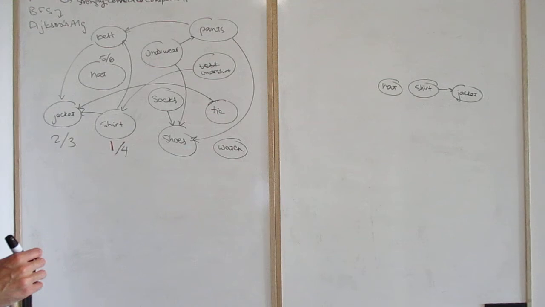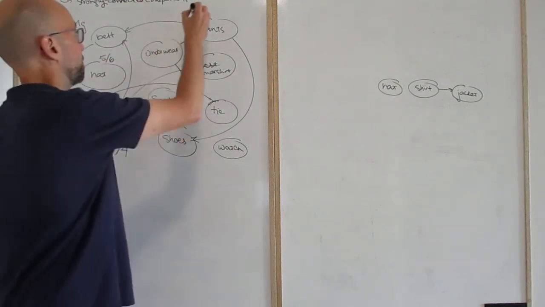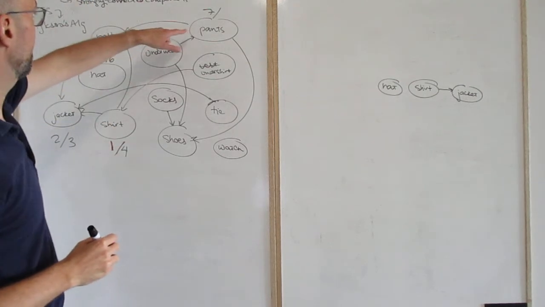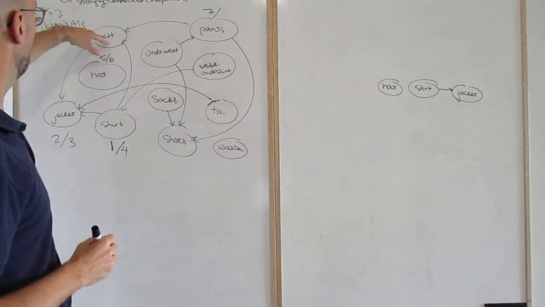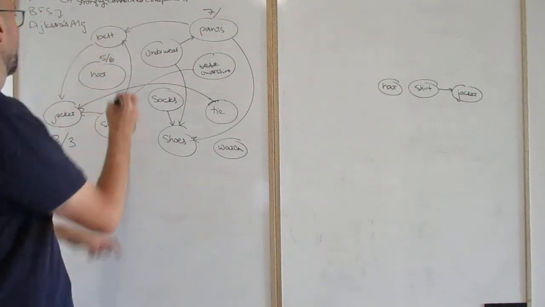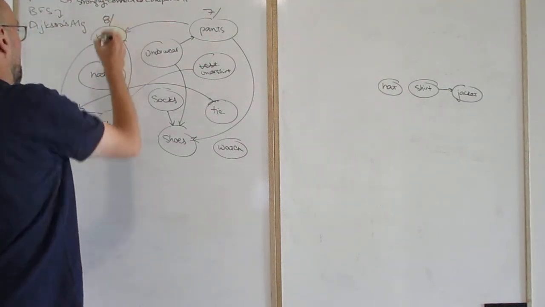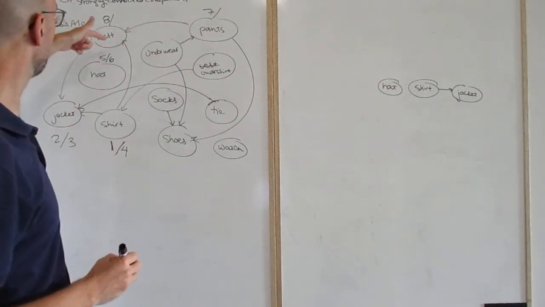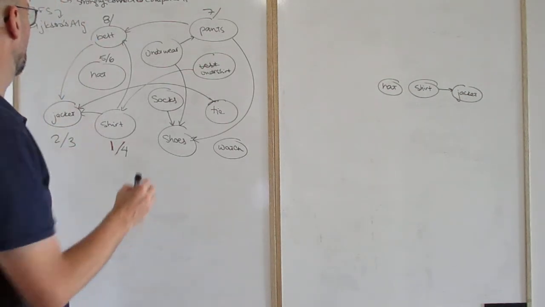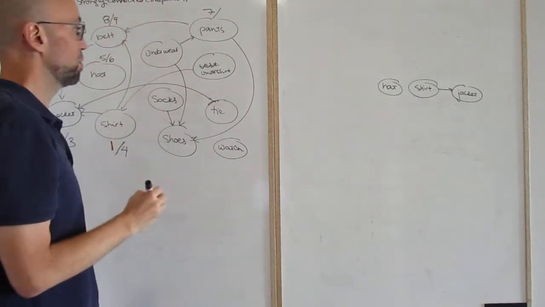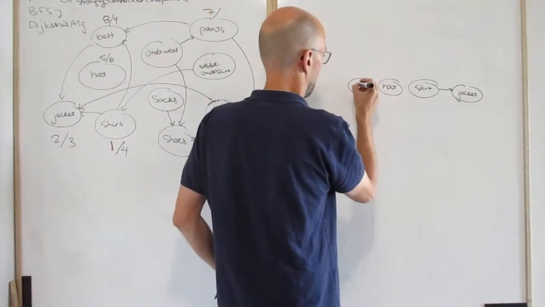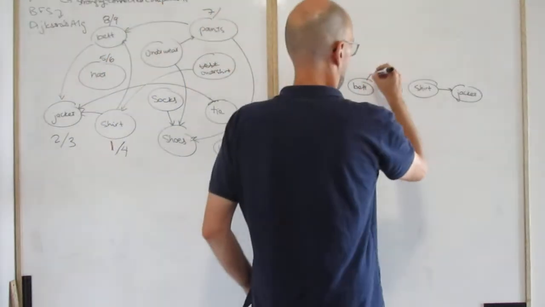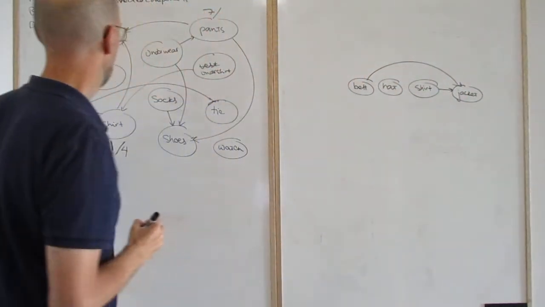Okay, so let's see what else we could do. Let's do pants. So we go to pants, 7. From pants we can go to belt, so this is 8. And now from belt we can go to jacket. We've already been to jacket, so we don't want to go back. We can't go anywhere else, so its finish time is 9, and we add belt to the list.